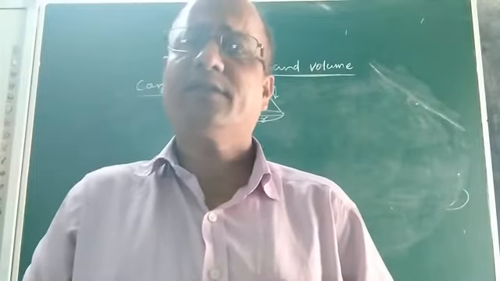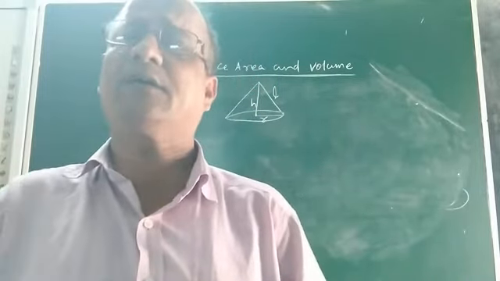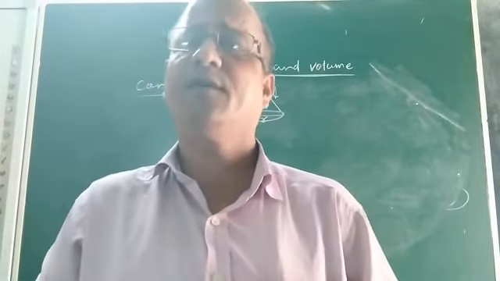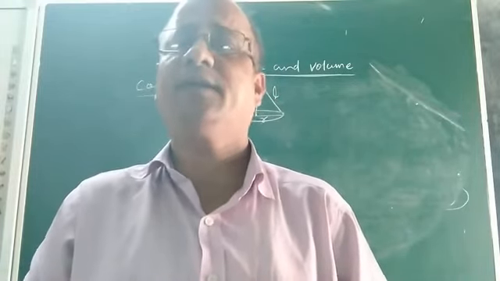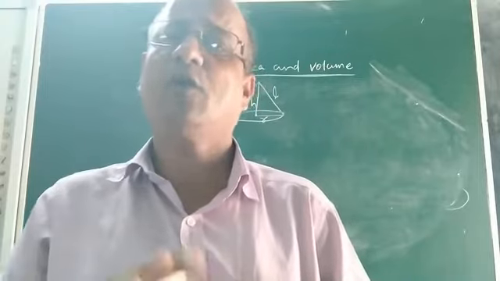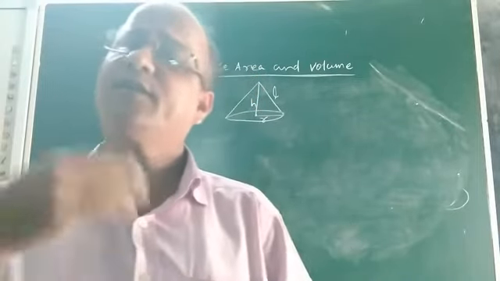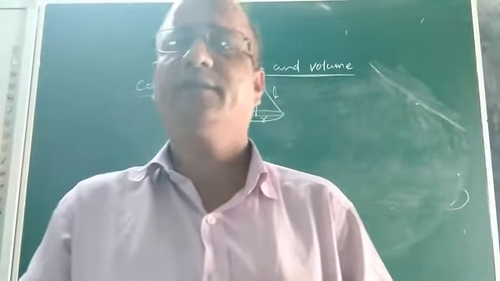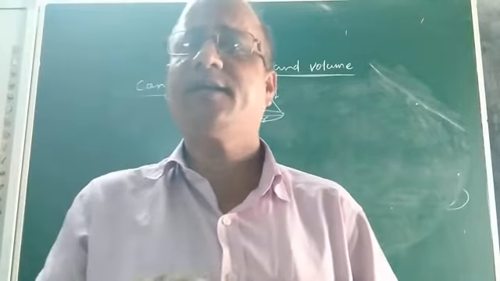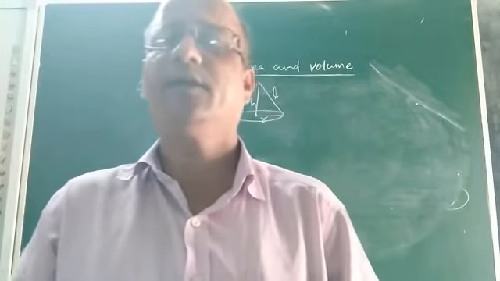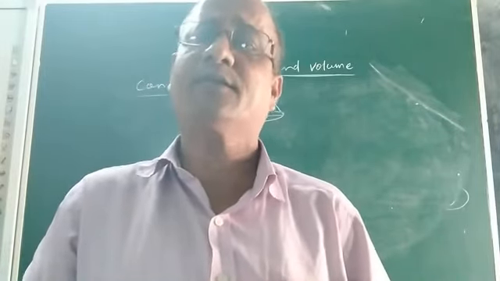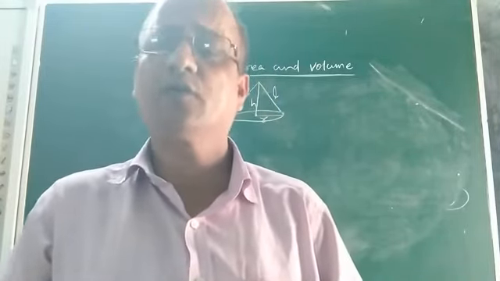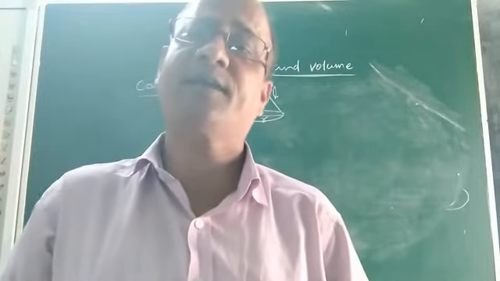Children, in the last class we discussed how to find the surface area and volume of different solids, namely the cuboid, cube and cylinder, including the hollow cylinder and solid cylinder. We have already discussed how to find their surface area and volume. Today let us discuss how to find the surface area and volume of other solids, namely the cone, sphere, hemisphere, spherical shell, etc.